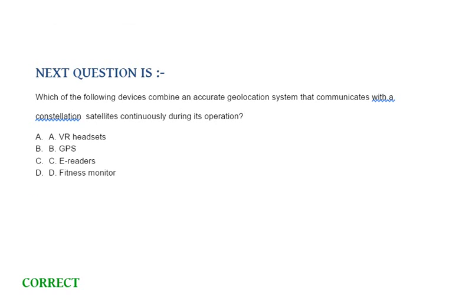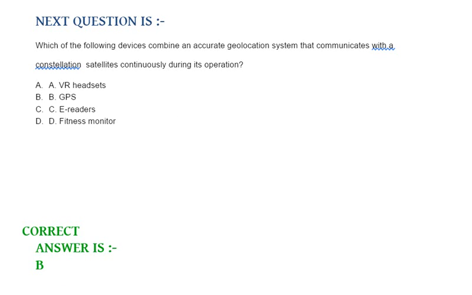Next question is, which of the following devices combine an accurate geolocation system that communicates with a constellation of satellites continuously during its operation? Option A. VR headsets. Option B. GPS. Option C. E-readers. Option D. Fitness monitor. Correct answer is option B.